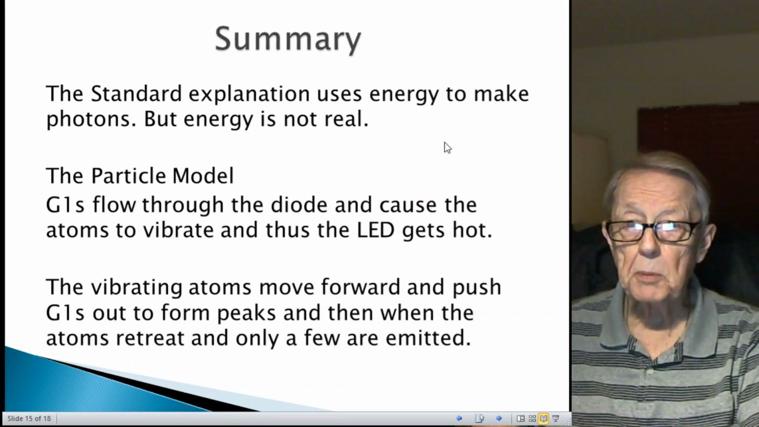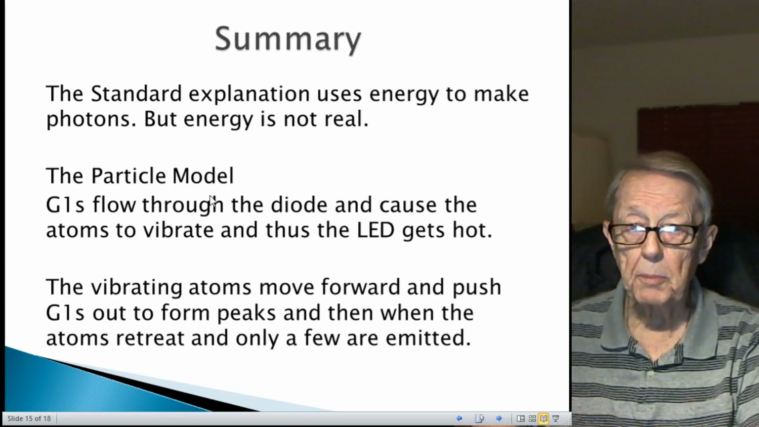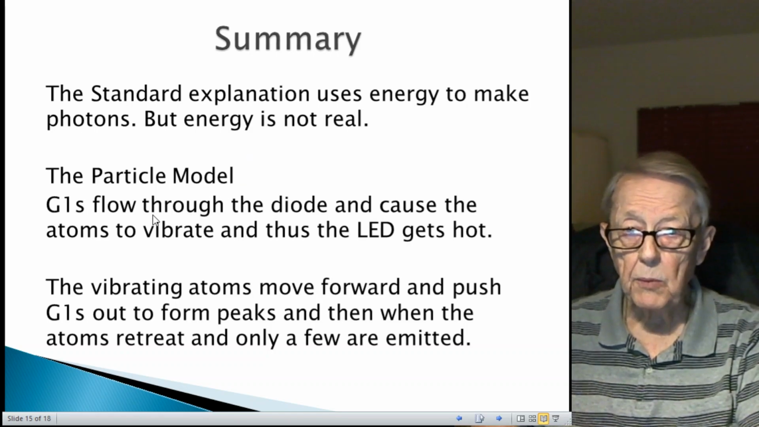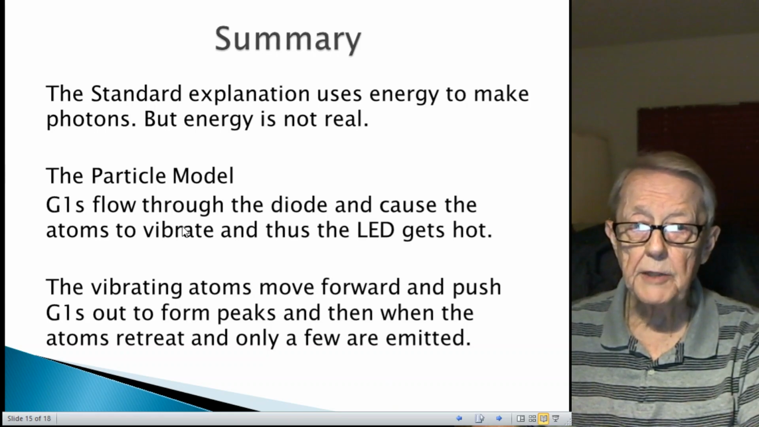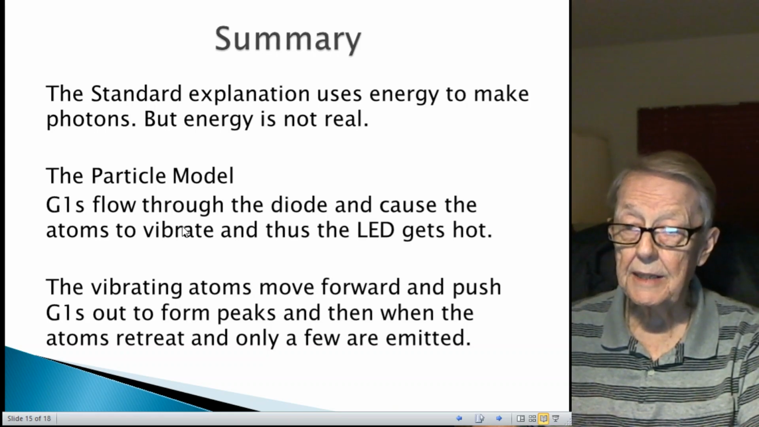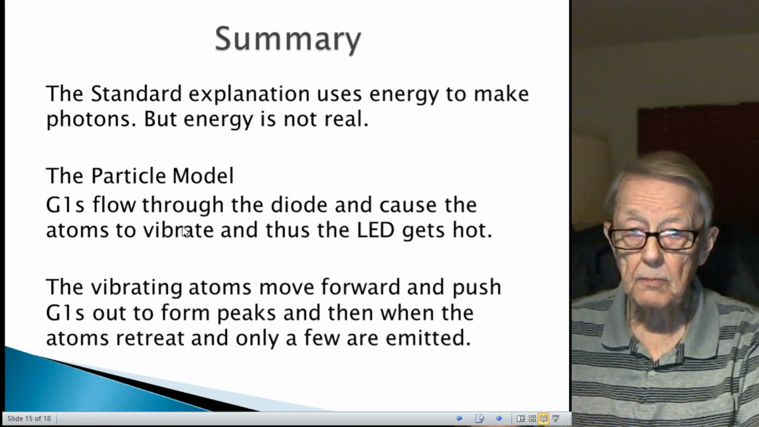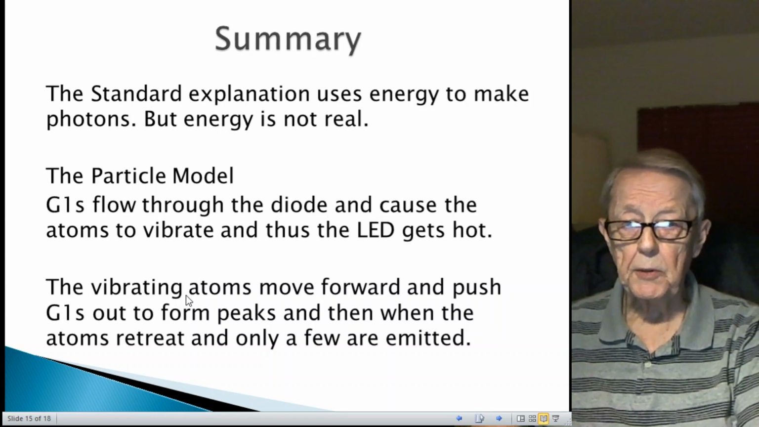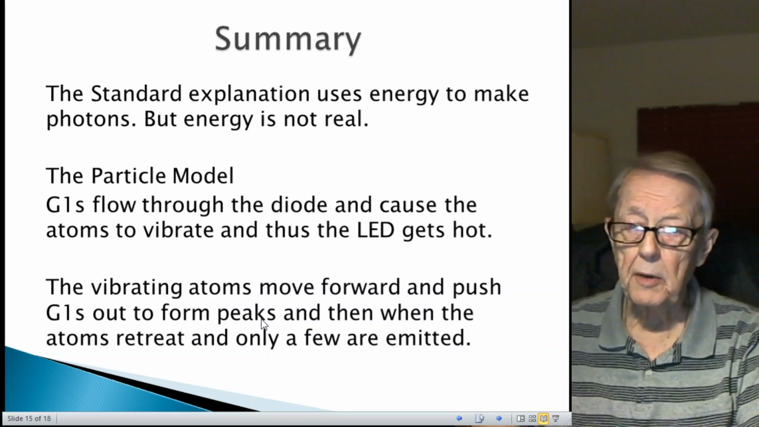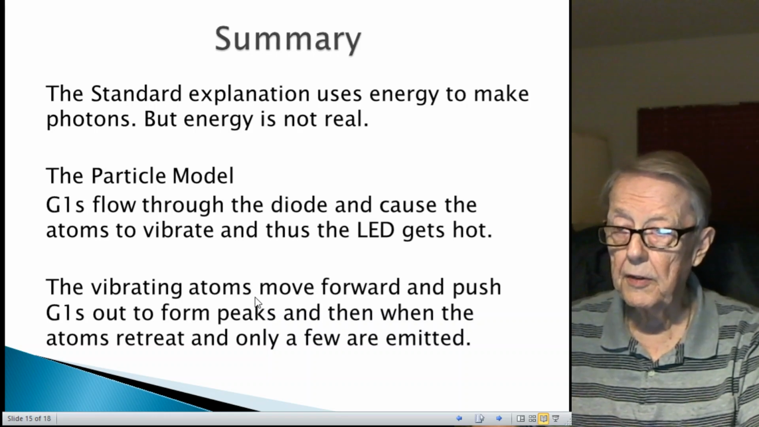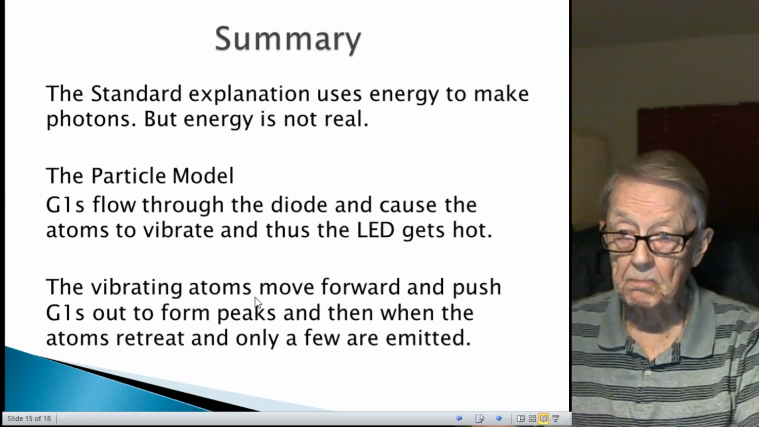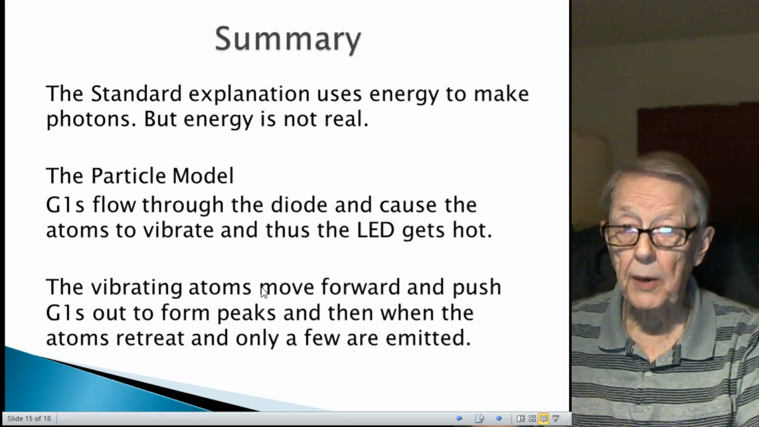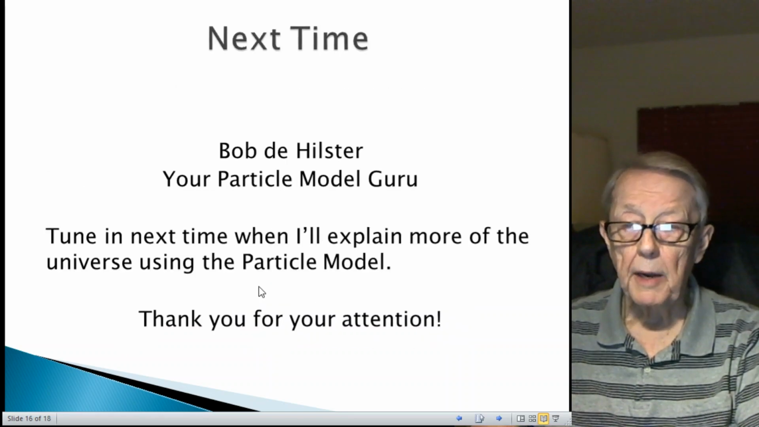The standard explanation uses energy to make photons, but energy is not real. In the particle model, G1s flow through the diode and cause the atoms to vibrate, unless the LED gets hot. The vibrating atoms move forward and push out G1s to form peaks, and when the atoms retreat, only a few are emitted. However, you can be pushing out peaks the other way.